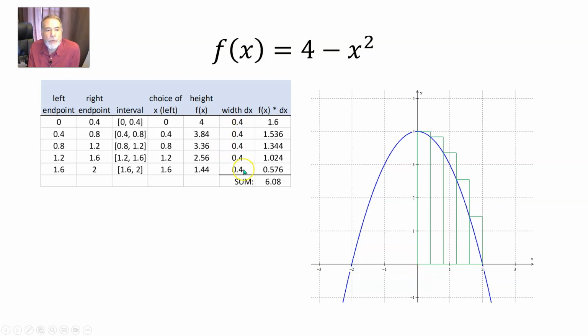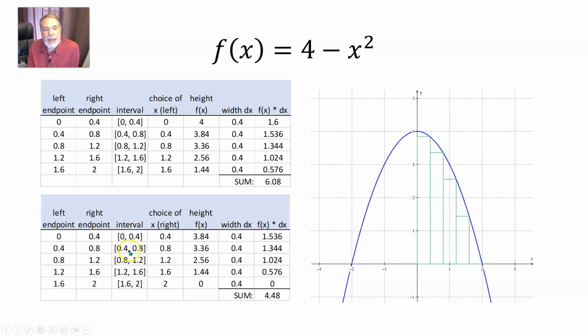which was 0.4. If I take the height of each piece by plugging in the left endpoint of each interval for x, that gives me these rectangles shown here. And then take the height times the width to get the area of each rectangle. Add them all together. They add up to 6.08. So that's the total area of these 5 rectangles that are a little bit more than what's under the curve.